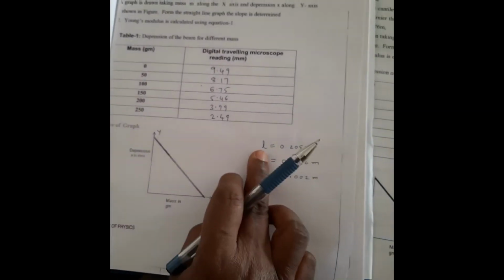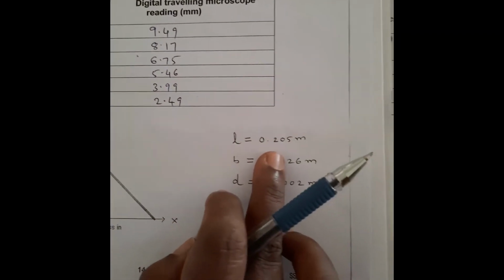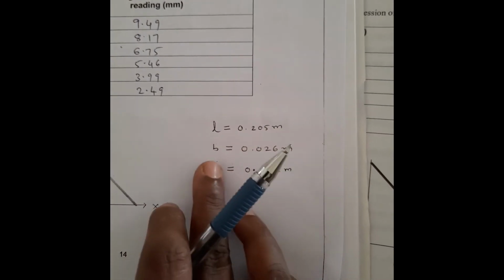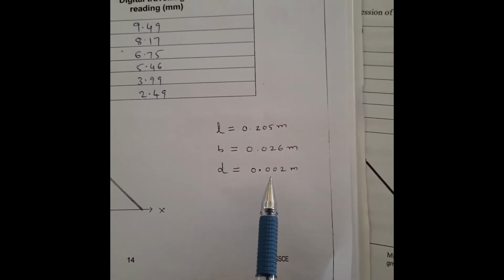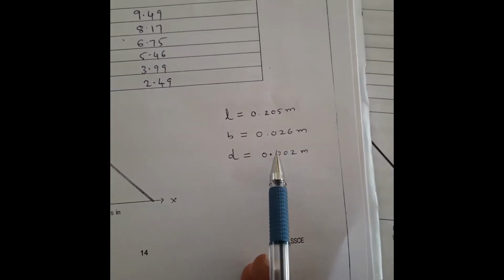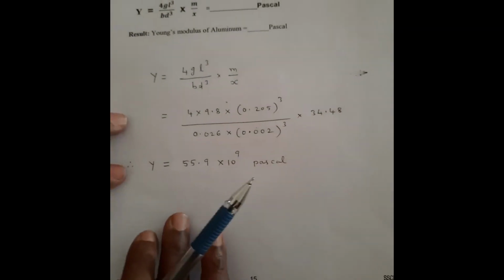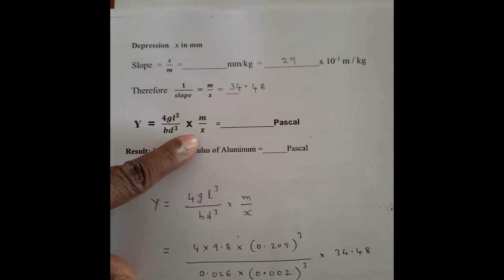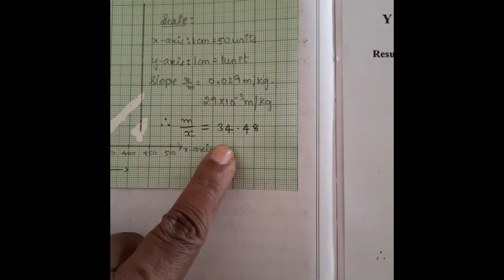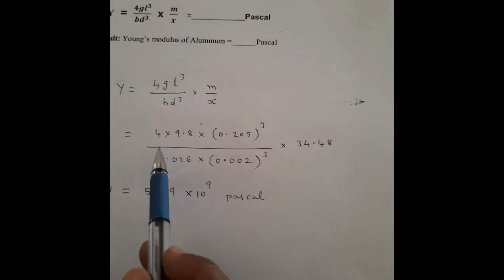And then here the length of the cantilever is 0.205 meter, breadth is 0.026 meter, and thickness is 0.002 meter. These are the data, and we make use of the formula for Young's modulus, Y is equal to 4gL cube by bd cube into m by x. So m by x is already calculated as 34.48. So include that in this formula. Include all the values here.